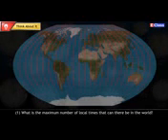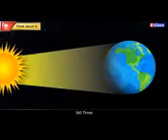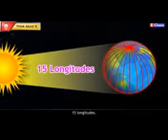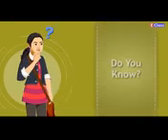What is the maximum number of local times that there can be in the world? Answer: 360. How many longitudes pass the sun in 1 hour? Answer: 15 longitudes. Do you know?